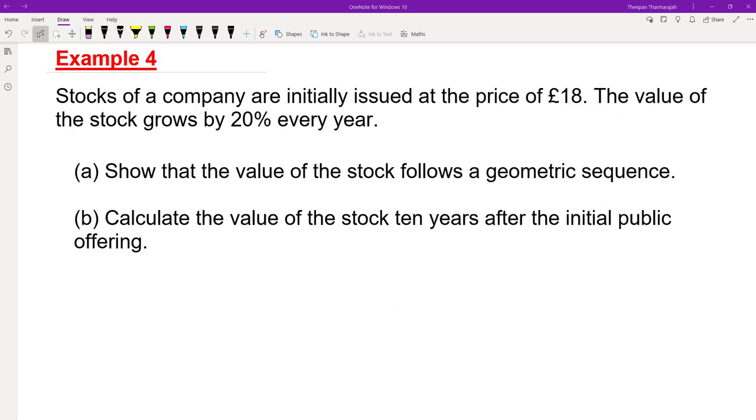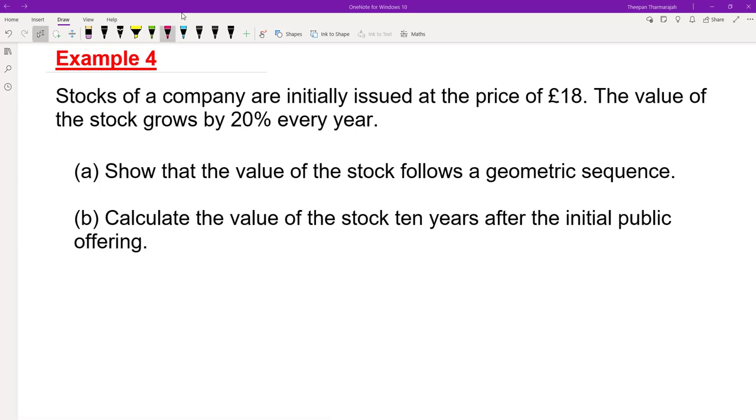A lot of the time in geometric sequences, we can get real world applications. So we're going to go through some examples like this. This question says stocks of a company are initially issued at a price of £18. The value of the stock grows by 20% every year. Show that the value of the stock follows a geometric sequence.